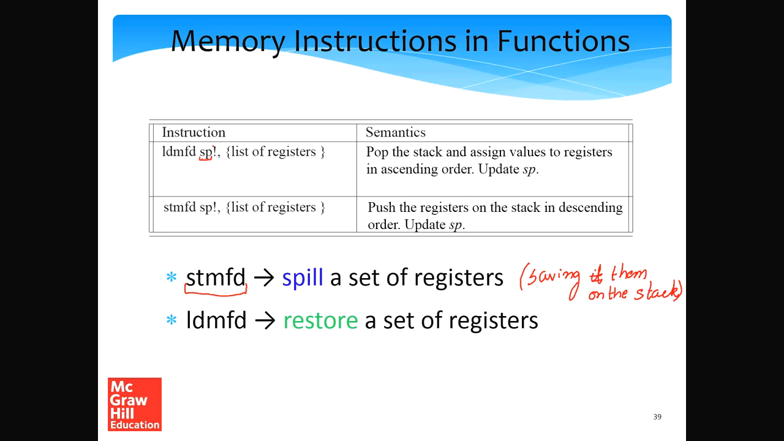Then, similar to the pre-index addressing mode, we have an exclamation mark. The exclamation mark basically says that at the end of the instruction, the next instruction should see an updated stack pointer. For example, if you push in 3 registers, then at the end of the instruction, we should see the stack pointer subtracted by 12.